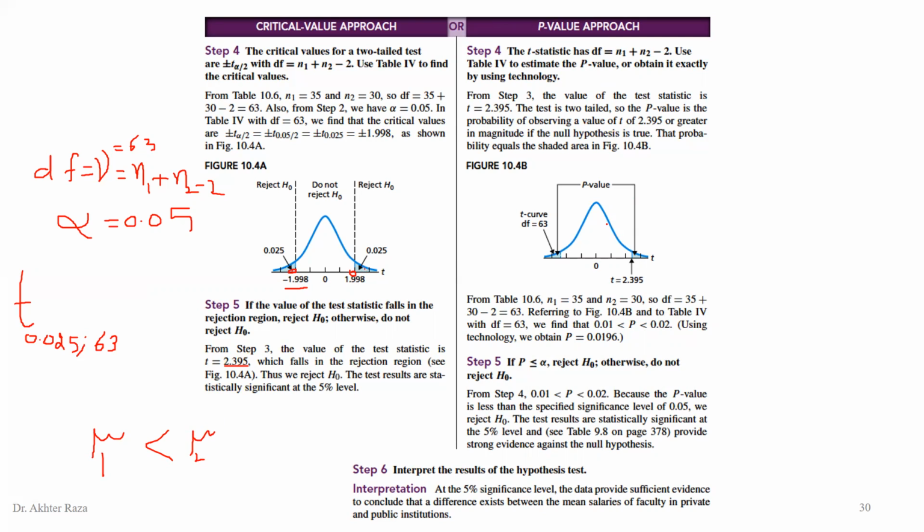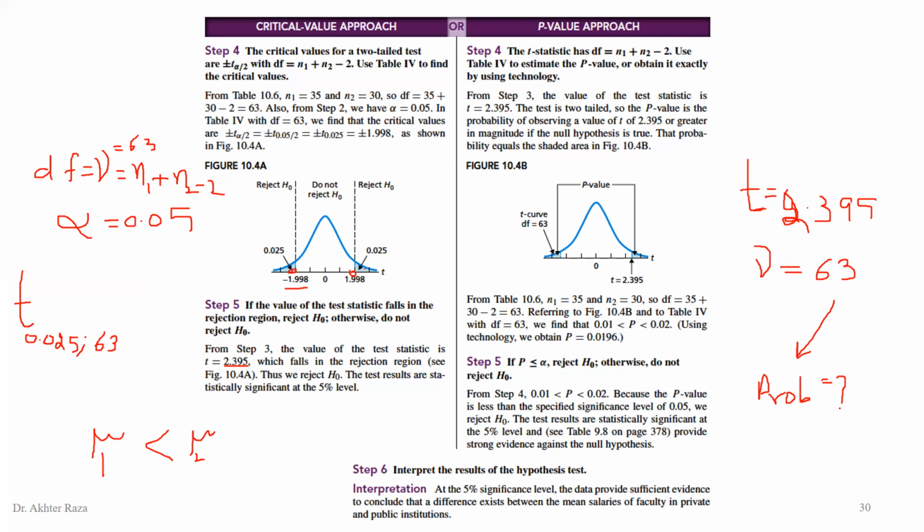In step number 4, by p-value, you have to look up t statistics, t 0, 2.395. 2.395 is the value of the observed t statistics or the t-test. This is the observed value. And you have to search this value against the degrees of freedom 63 in the t-table and get a p-value, get a probability. That probability is called p-value.